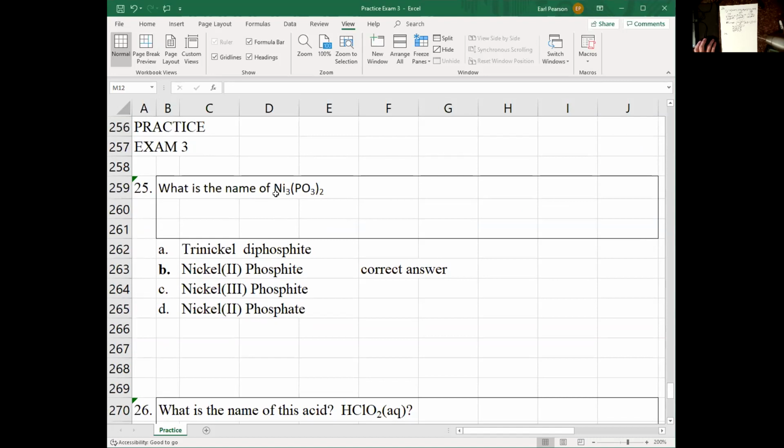Okay. The next one is a nomenclature problem as well. What is the name of this compound? Well, PO3 is phosphite. So phosphite is -3. There are 2 of them. It's -6. There are 3 nickels that have to be +6. So each one is +2. So nickel(II) phosphite is the correct answer for this. It's B. Trinickel diphosphite. I'll bet you money if you Google it, you'll find that compound. The others are not right. Nickel(III) phosphite is not right. And nickel(II) phosphate is not right.